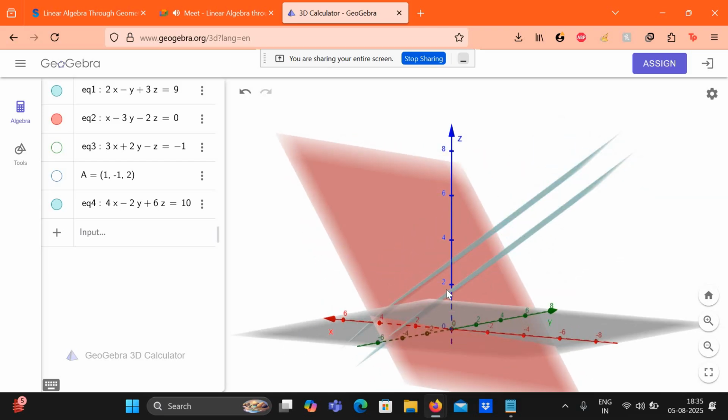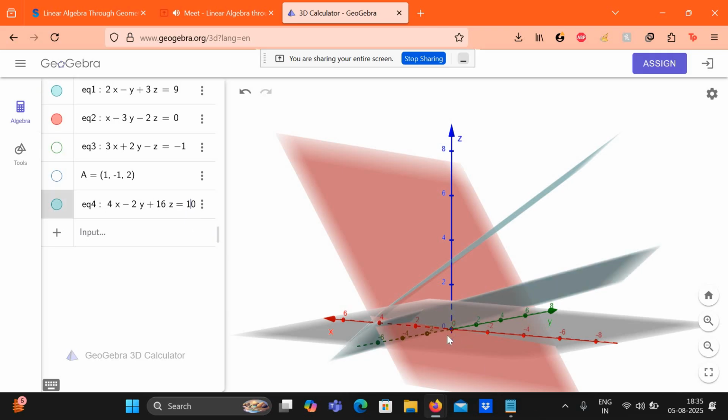I would be interested in seeing that. What if you replace this 6z by 16z? If you replace it by 16z, something like this, then also, do I get an intersection or not? You may or may not get an intersection. It depends on what is on your right hand side.